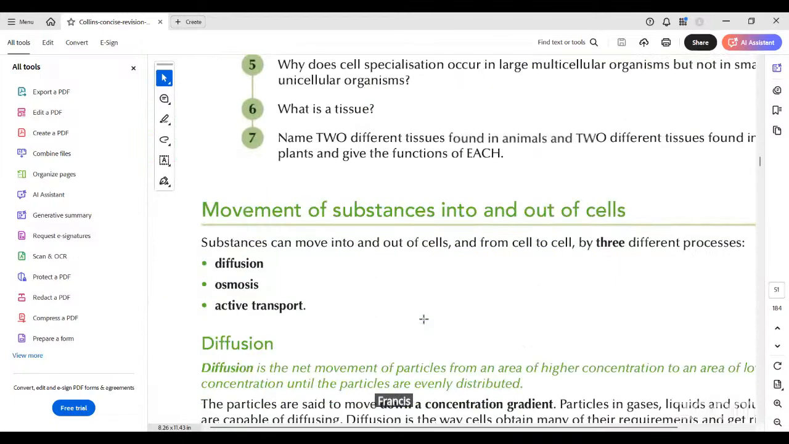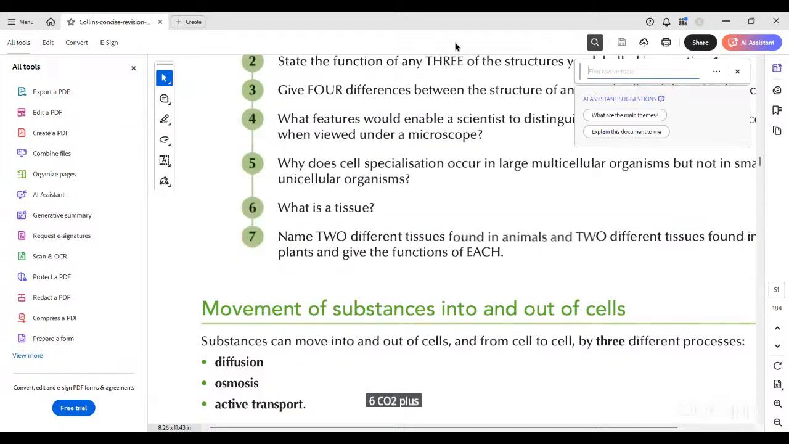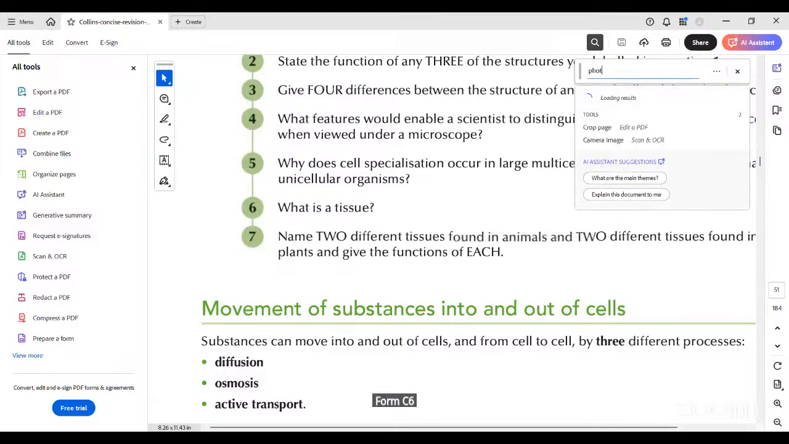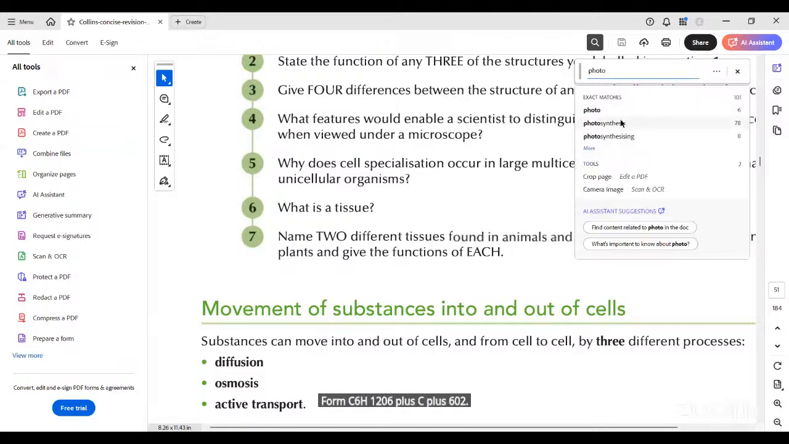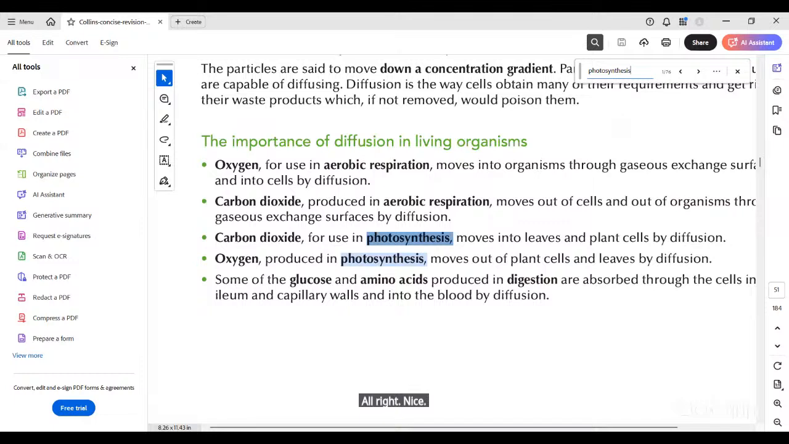Let me see if I can find it fast. 6 CO2 plus 6 H2O forms C6H12O6 plus 6 O2. All right. And the process of sunlight and chlorophyll. Okay, nice. All right.